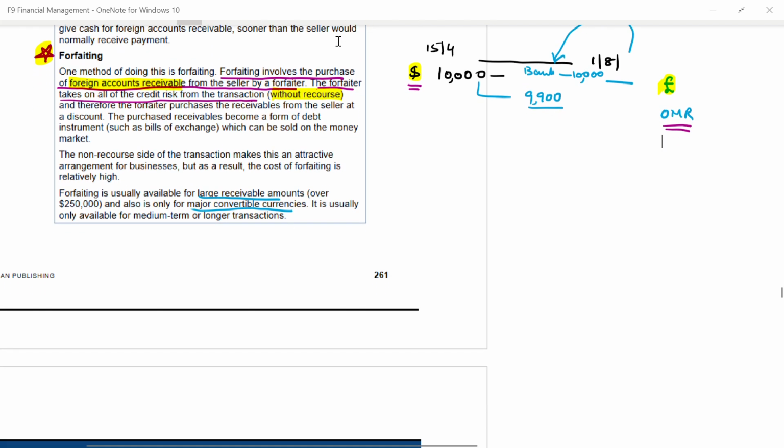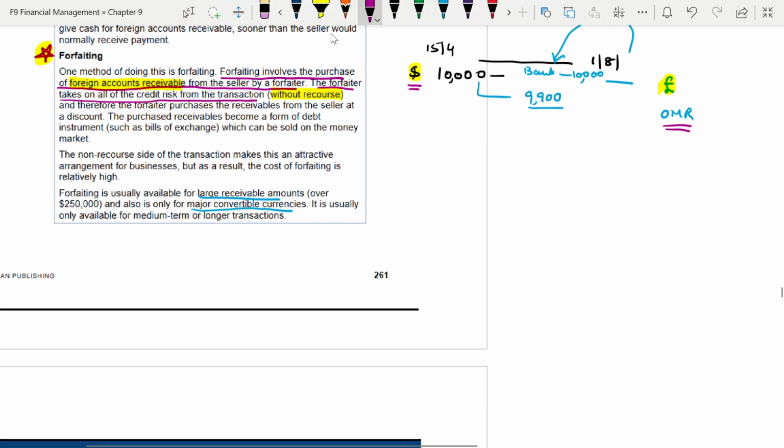Now, I will tell you more in due course. There is with recourse and non-recourse. Non-recourse makes this an attractive arrangement for businesses. As a result, the cost of forfeiting is high. Non-recourse means what? If the counterparty is not paying.